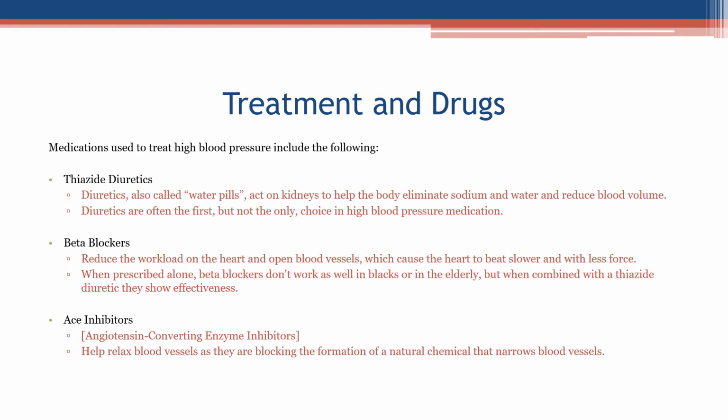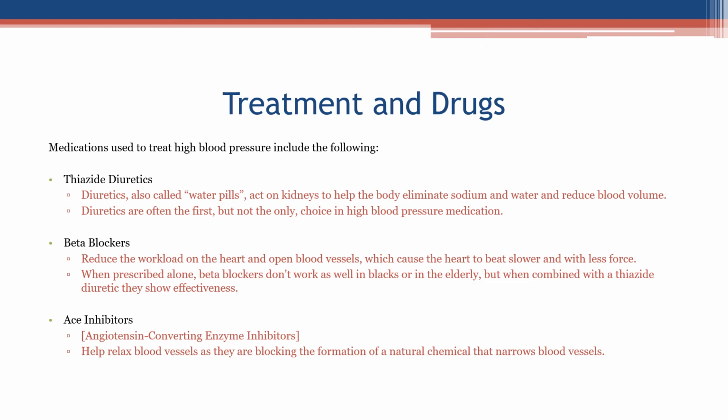Medications used to treat high blood pressure include the following. Thiazide diuretics. Diuretics, also called water pills, act on kidneys to help the body eliminate sodium and water and reduce blood volume. Diuretics are often the first, but not the only, choice in high blood pressure medication. Beta blockers reduce the workload on the heart and open blood vessels, which causes the heart to beat slower and with less force. When prescribed alone, beta blockers don't work as well in blacks or in the elderly, but when combined with a thiazide diuretic they show effectiveness.